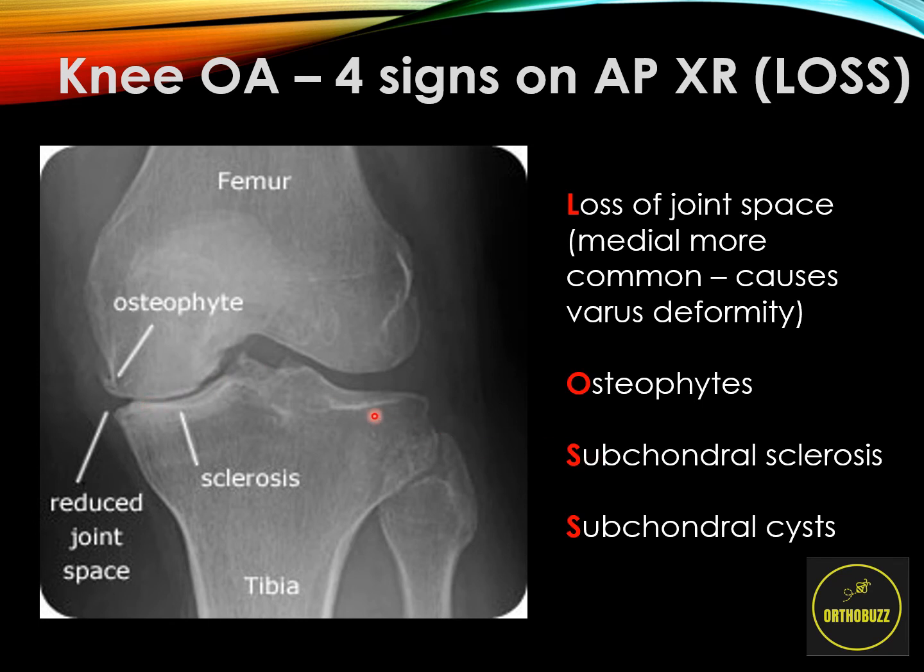Subchondral sclerosis is seen as whiteness just underneath the joint line, seen over here, and more particularly over here, which looks whiter than the surrounding bone. And fourth is subchondral cysts.